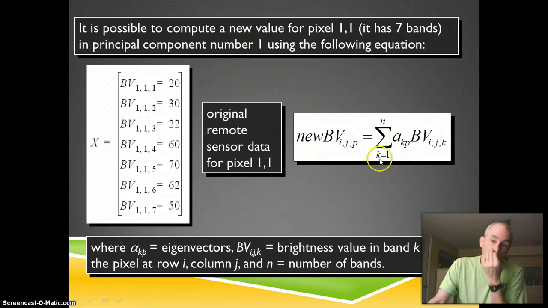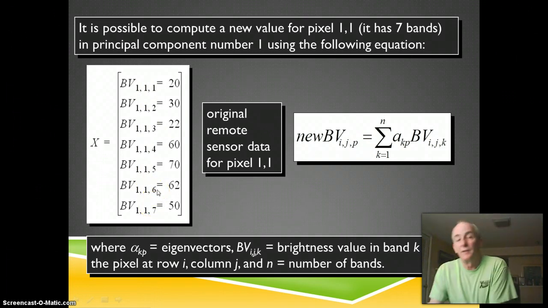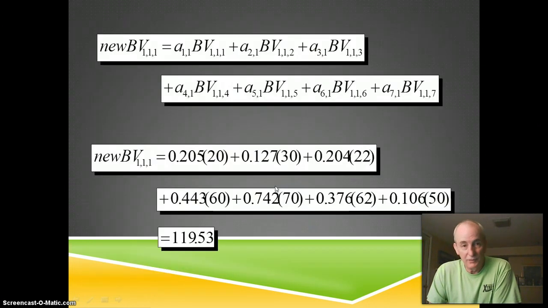using the following equation. You can see it's based on the values that are in the 7 channels in this one. This is a 7-channel image, and so the new brightness value that's calculated is based on these 7 brightness values that we have collected for that image.